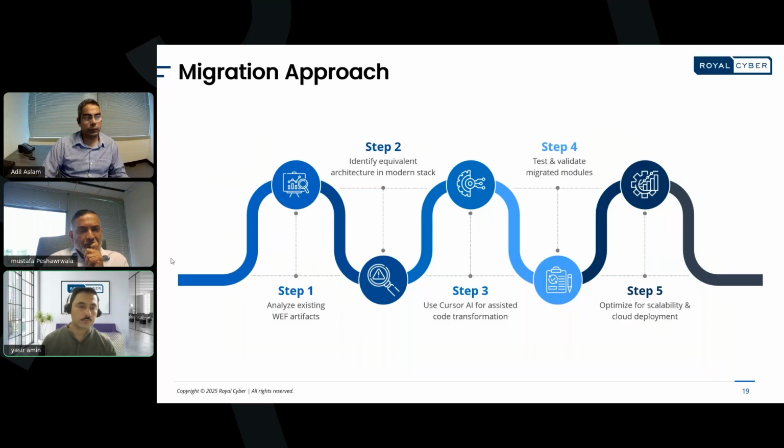This is the approach we should use when using Cursor AI. Step one is to analyze the existing web artifacts. Step two is to identify equivalent architecture in the modern stack. Step three is to use Cursor AI for assisted code transformation. And step four, test and validate the migrated modules, and then optimize for scalability and cloud deployment.